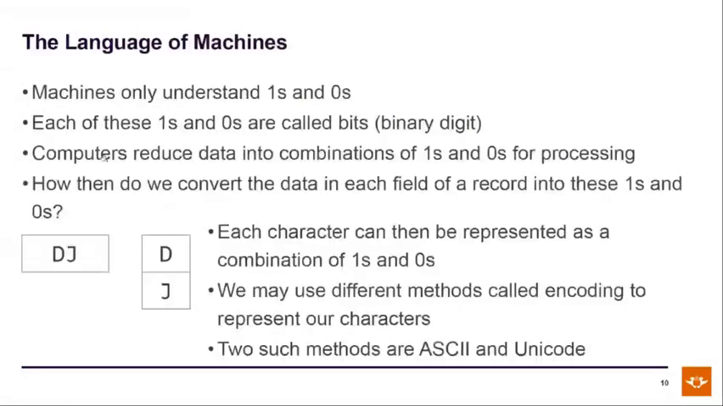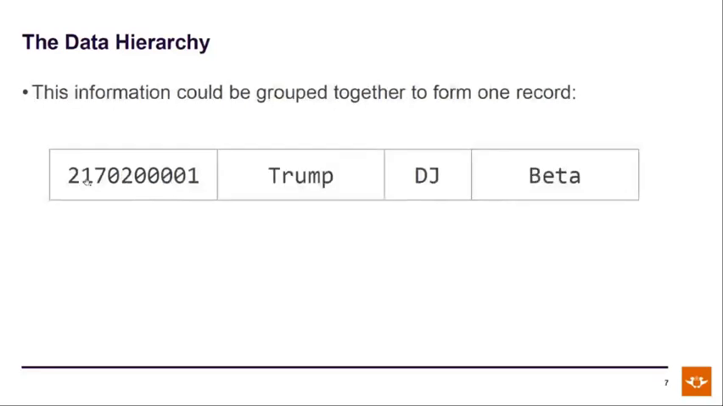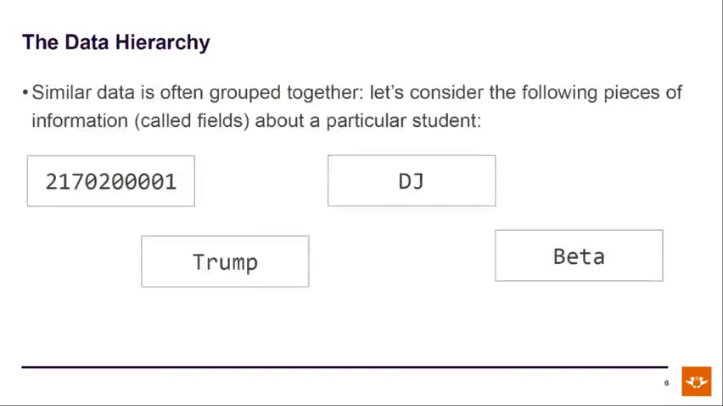Field, group, and file. All right. So this slide makes it a bit easier. If we talk about a field, similar data is often grouped together. Let's consider the following pieces of information, called fields, about a particular student. The easiest way I can explain this is to consider a data type. If we look at student, what data type do you think student is going to be? Okay, some of you are saying integer. I won't fault you for that now, but technically it's going to be a string.